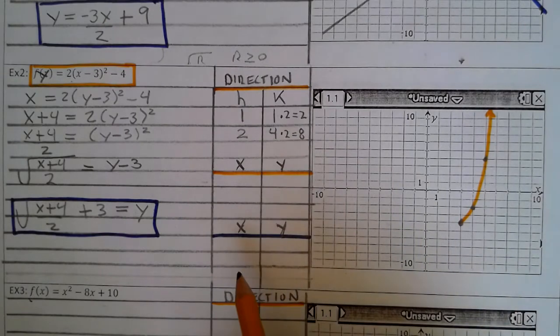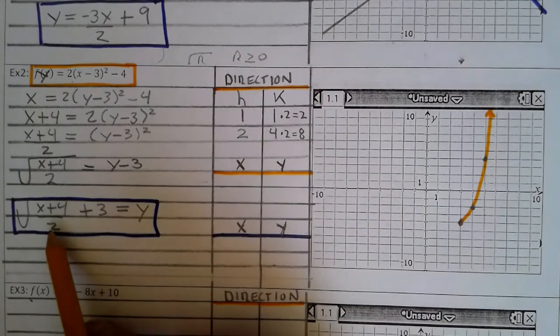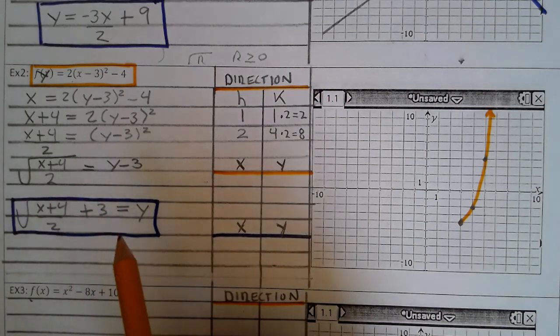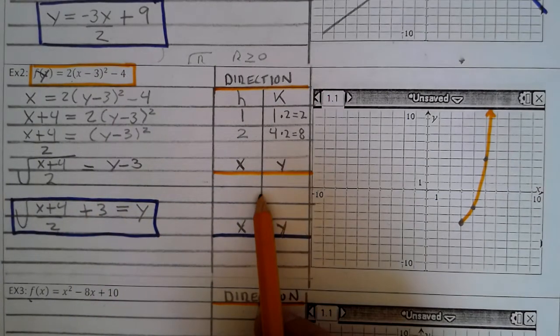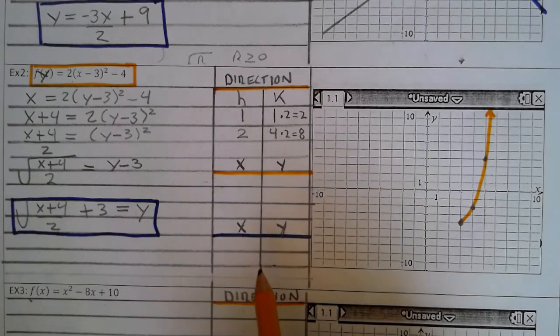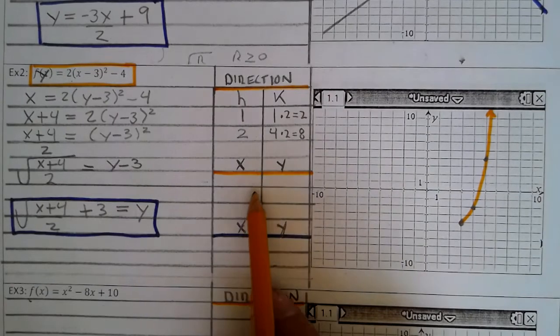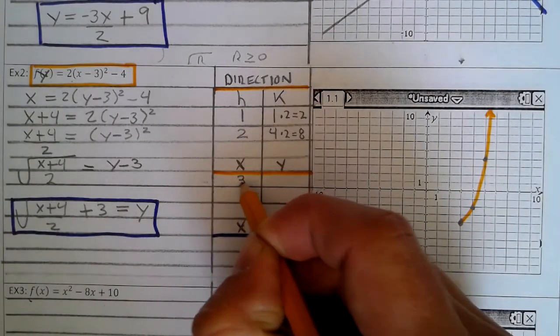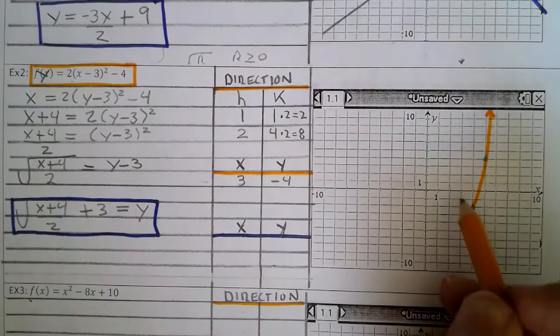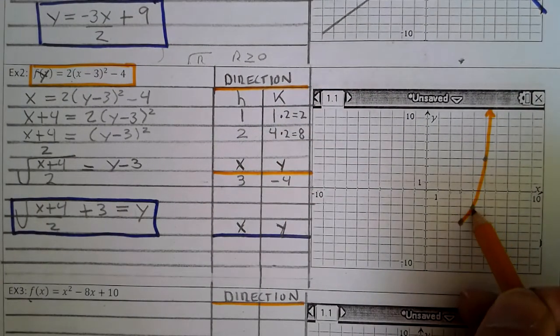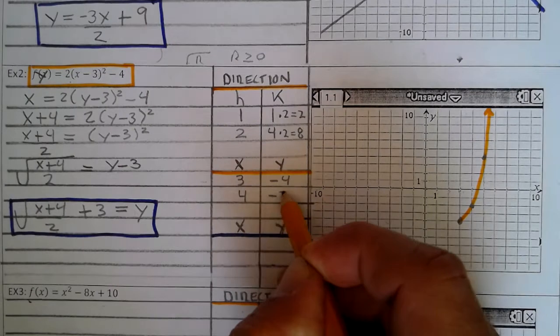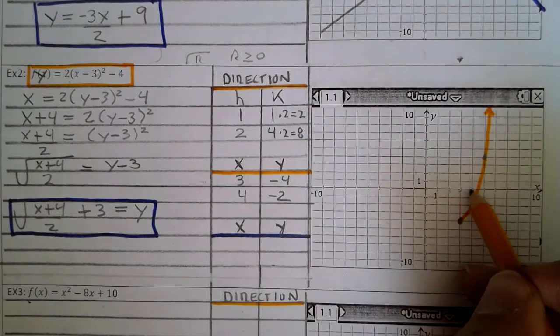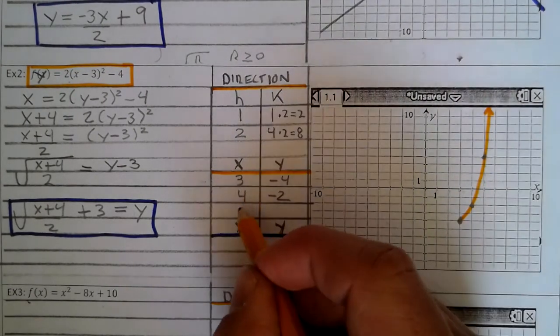Now, to graph this by direction is very complicated because of the 2 under the square root. So what we're going to do is find the points from f of x and switch them for the inverse. So the points are 1, 2, 3, negative 4; 1, 2, 3, 4, negative 2; and 1, 2, 3, 4, 5, 4.